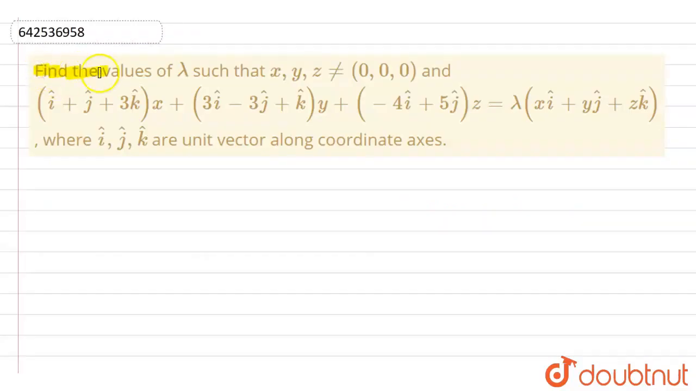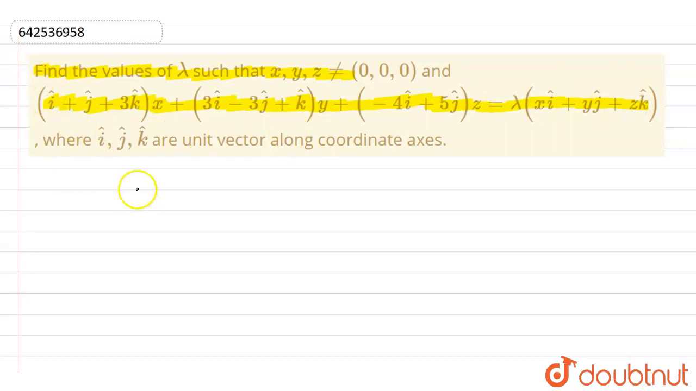Hello everyone, in this question we have to find the values of lambda such that x, y, z and I cap plus j cap plus 3 k cap multiplied by x, plus 3 I cap minus 3 j cap plus 3 k cap multiplied by y, minus 4 I cap plus 5 j cap multiplied by z, equals lambda times x I cap plus y j cap plus z k cap.